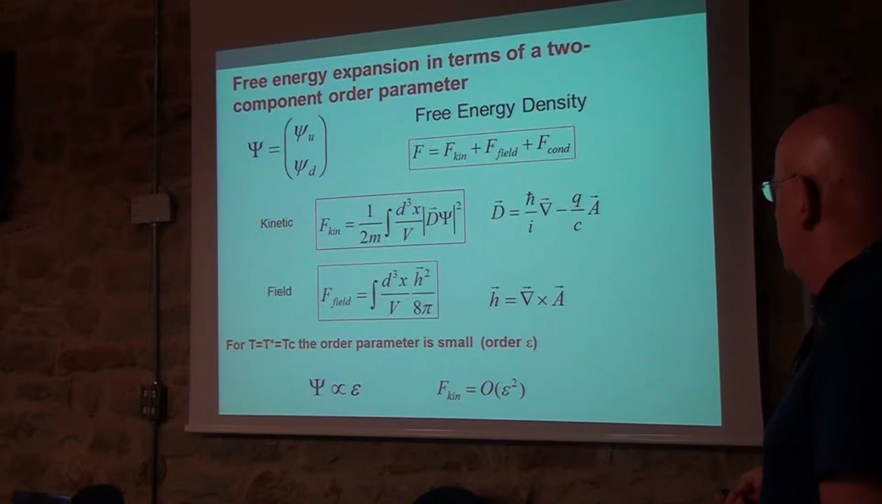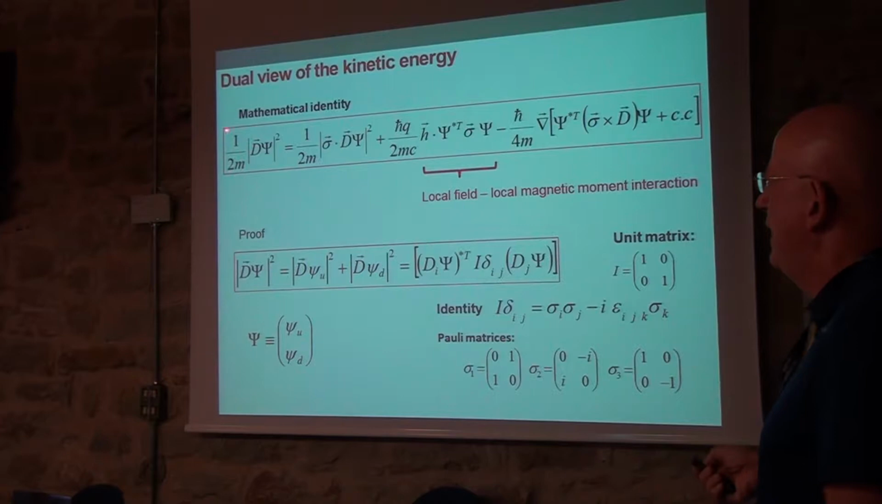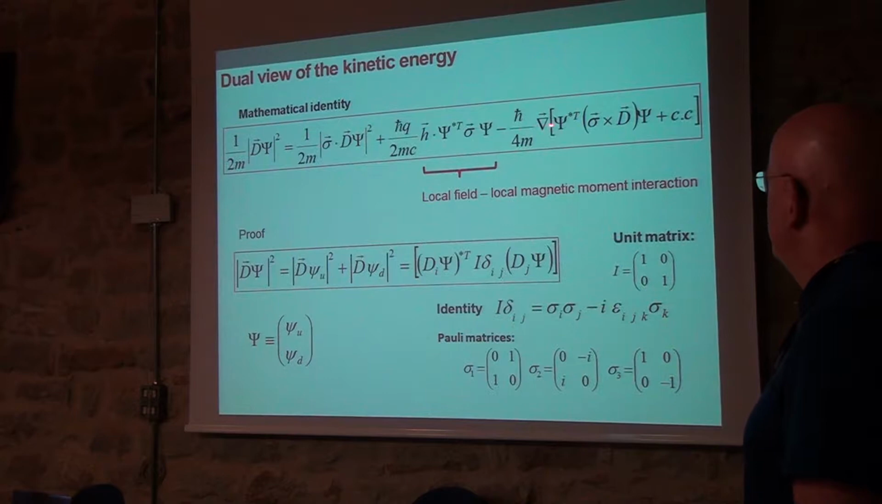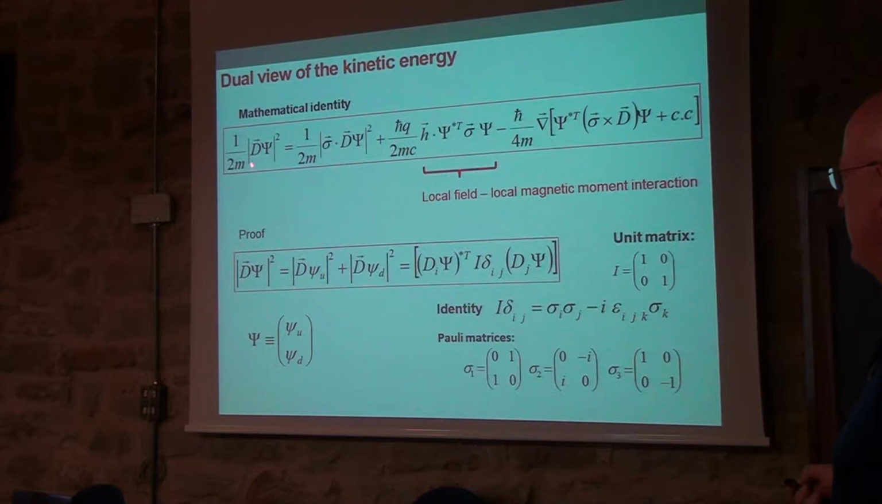Everything that I'm saying here so far is based on a mathematical identity that you can write the kinetic energy for a two-component order parameter in this fashion here: sigma dot D psi squared, plus the local field times the expectation value of sigma, plus some term here, which is a surface term that looks like a Rushworth term. This is a mathematical identity. It's very easy to prove this. Put the Pauli matrices here, but I will not have time to go through that.